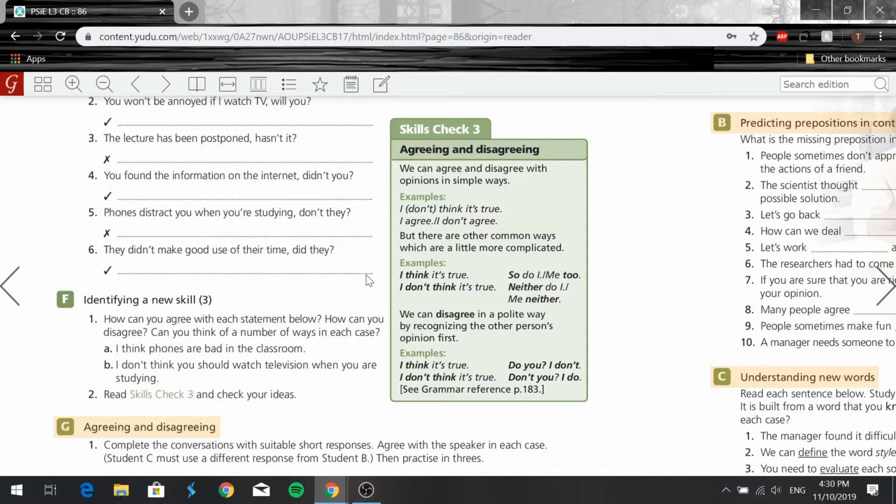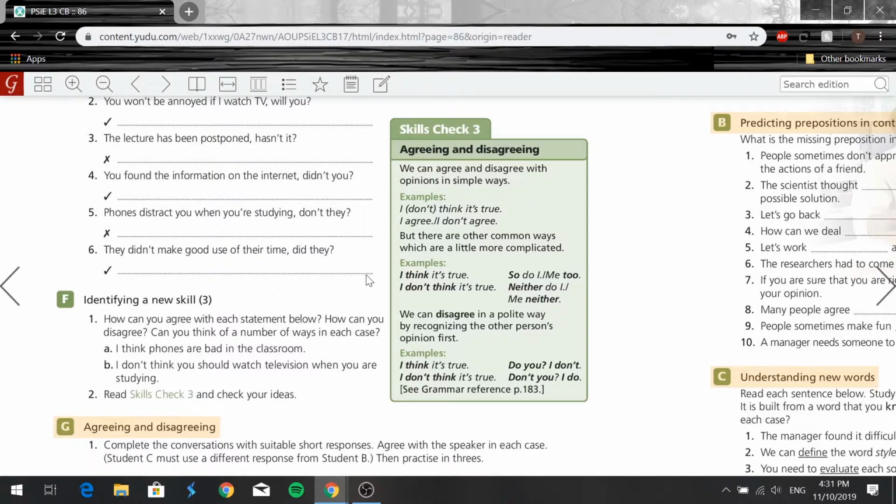Okay? So to conclude this, we can disagree in a polite way by recognizing the other person's opinion first. You don't have to punch someone to show them that you disagree with them, but recognize their opinion first. So say for example, you don't particularly agree with the law, and you're talking to someone that agrees with the law, you could say, I think it's true. Do you? I don't. If someone's talking to you, you could say, I don't think it's true. Don't you? I do. Okay?